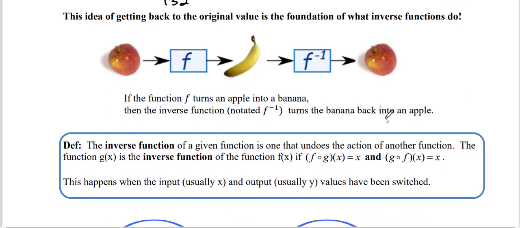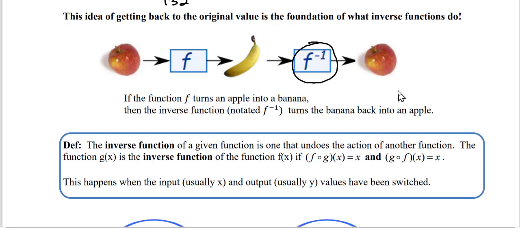Here's another graphic for you, hopefully to help you see what the relationship between a function and its inverse do. So suppose we have f that turns an apple into a banana, then the inverse function, and we don't denote that with this notation, will turn that banana back into an apple.